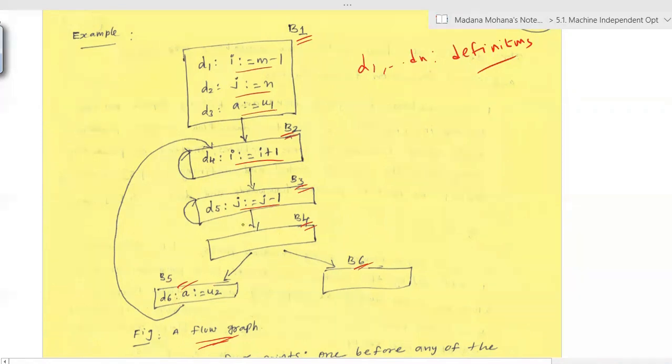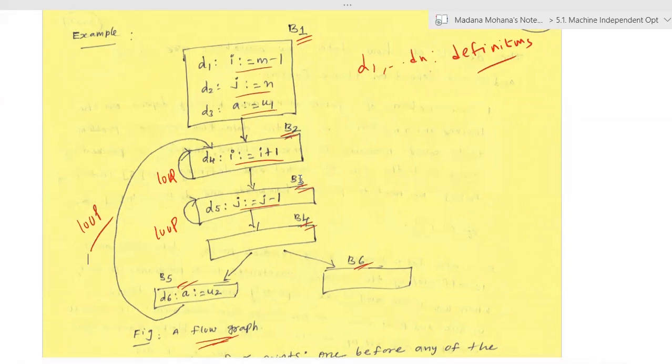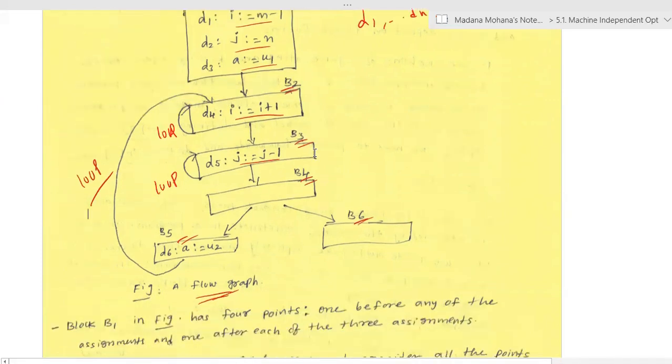Now there are some loops also. Here for B3 a self loop is there. Then for B2 also a self loop is there. Then there is another loop from B5 to B2. So here a total of 3 loops are there. In this flow graph, we will find the in, out, gen and kill values for each and every block, using the standard data flow equations we described above.